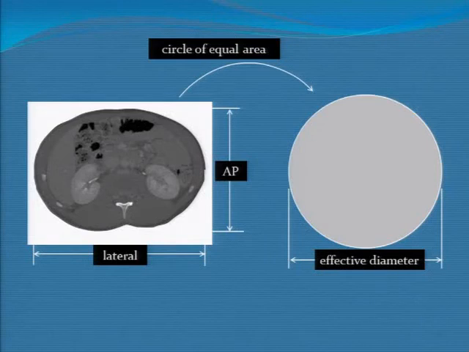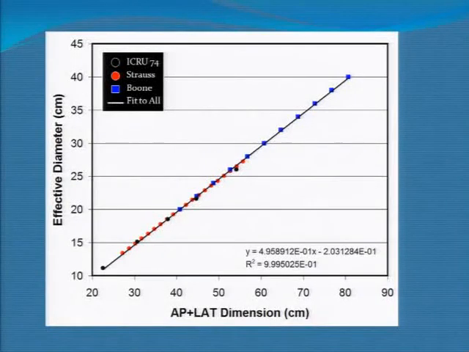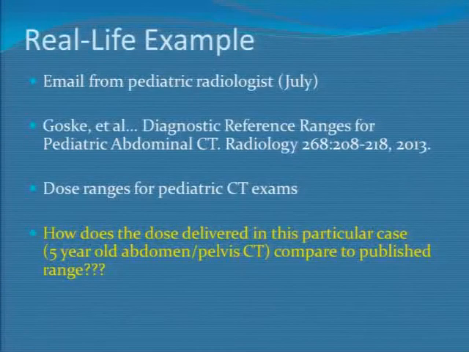And so what we're trying to do is take our patient shape and size, come up with a circle of equivalent area to get something called an effective diameter. And that's the metric that's actually in the tables that we're going to use. We can get a pretty good estimate of effective diameter by using both the AP and the lateral dimensions that we can pull either from our localizer views or from the axial images.